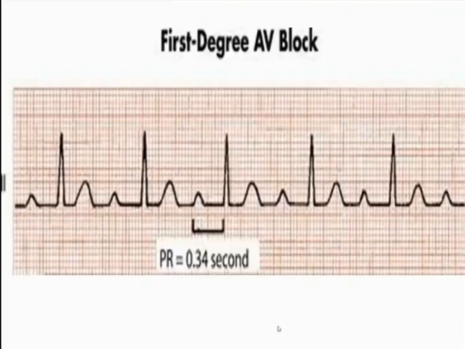This is the ECG of the patient with first degree AV block. You can see here that the PR interval is more than 200 milliseconds, يعني تقريبا أو 0.2 second, يعني تقريبا 0.34 second, أو 340 milliseconds. فلهذا نقول عليه هذا first degree AV block. نشوف المريض عنده prolonged PR interval, okay?